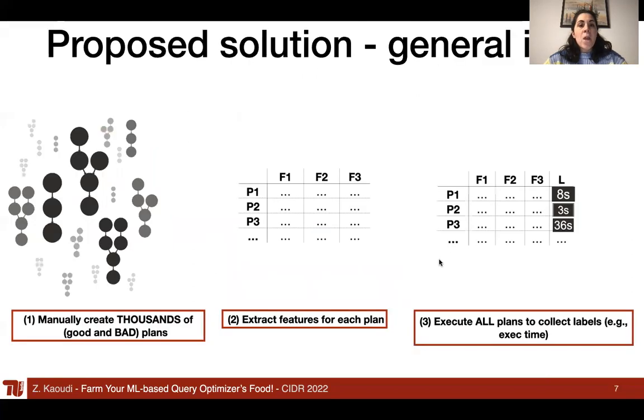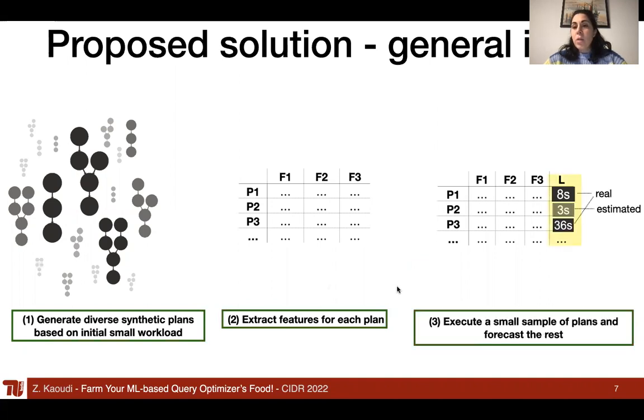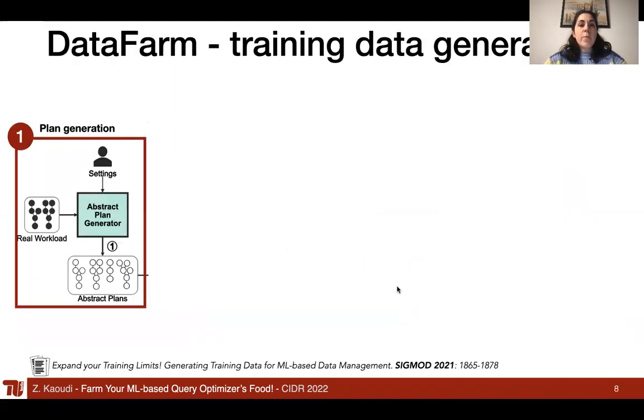So for that, what we propose is, instead of manually creating plans, we synthetically generate plans based on an initial small workload that the user has in mind. We similarly extract the features for each plan. And now, instead of executing all the plans, we execute just a small sample of them and forecast the rest. For that, we have built DataFarm, which consists of 3 main steps.